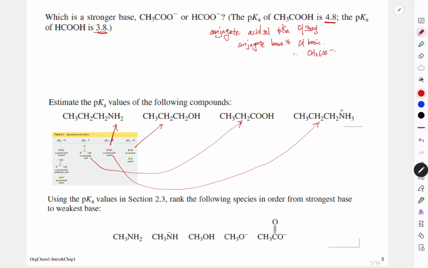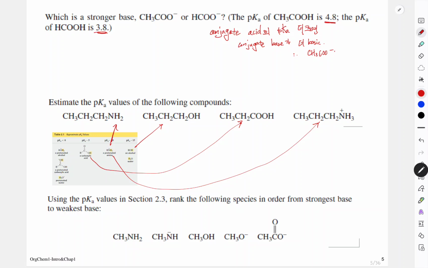Estimate pKa values of the following compounds, and I'm pretty sure you can do that, right? And also you can do that. You can solve these problems as well using the pKa values. Rank the following species in order from strongest base to weakest base, right? So you can refer to the pKa values of the corresponding conjugate acid, right? And make the order from weakest acid to the strongest acid. That will give you the order you want.